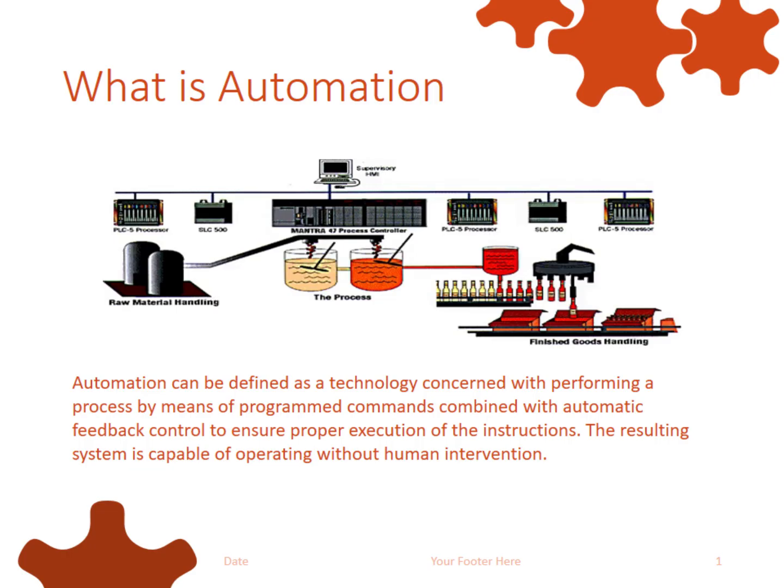Automation is a technology that allows a process to run with little or no human involvement. It combines programmed commands with feedback systems to make sure everything works exactly as planned. In short, automation lets machines perform tasks on their own, efficiently, accurately, and around the clock.